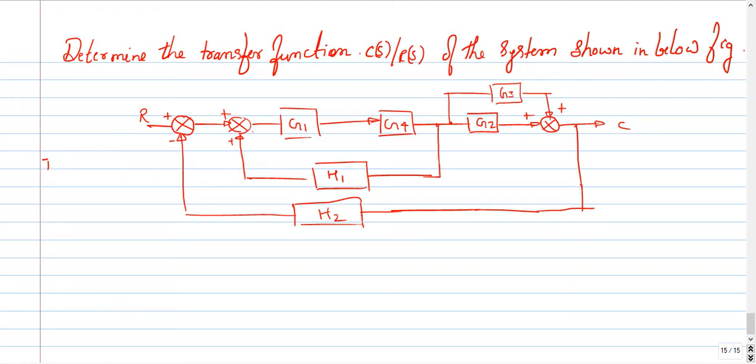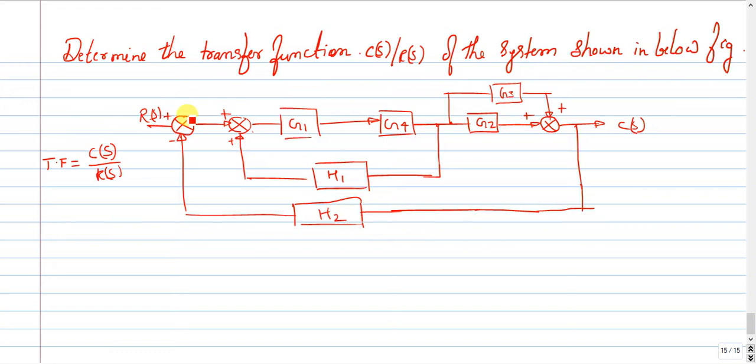So the transfer function is nothing but the ratio of output, which is C, and input, which is R. In the S domain, that is C of S over R of S. You can write this as the transfer function C of S over R of S. You need to obtain the transfer function for this complete system. So this will be the block diagram. You need to apply the rules, reduce, and obtain the final form.